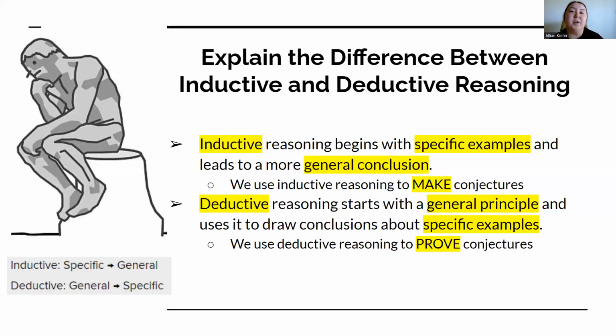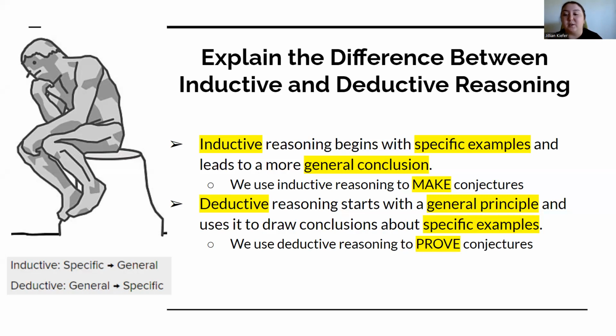All right, so we've gone over the 2 types of reasoning, inductive and deductive reasoning. So now we're really going to analyze the difference and explain the difference between them. We've done this a little bit already, but we're just going to repeat ourselves. Inductive reasoning begins with specific examples and leads to a general conclusion, your educated guess. So we use inductive reasoning to make conjectures. Remember, conjectures are educated guesses.